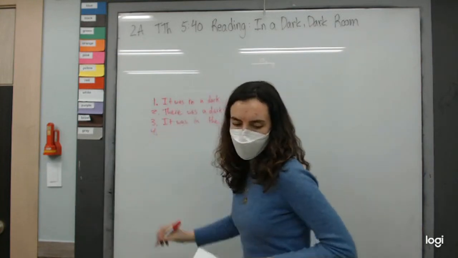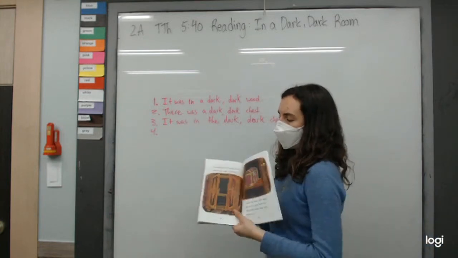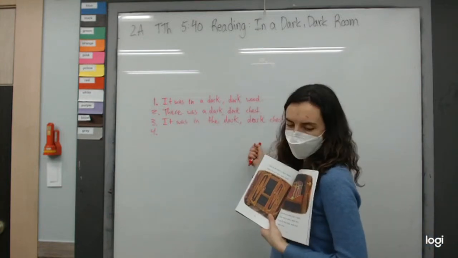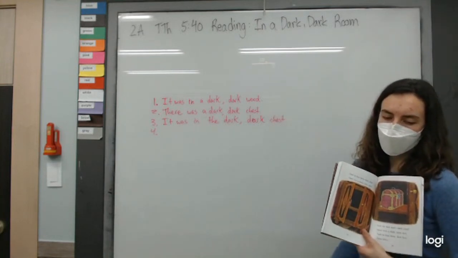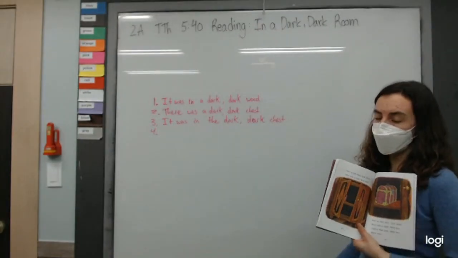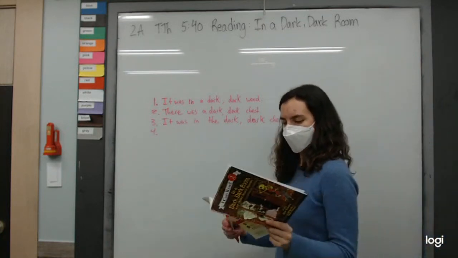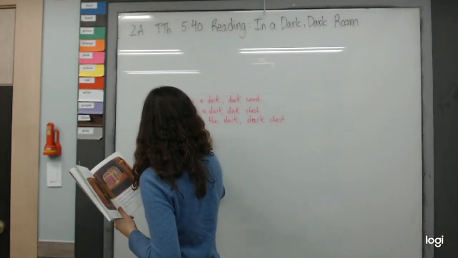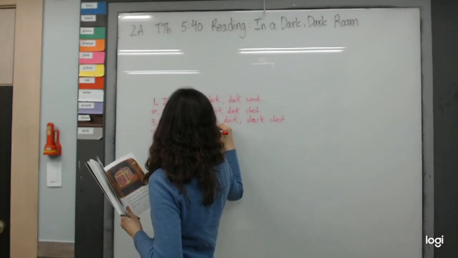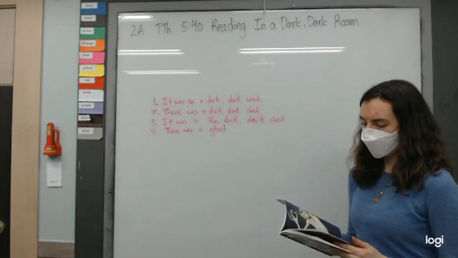Okay, and the last one, so on the dark, dark shelf, in the dark, dark chest, we have a box, a dark, dark box, not just a normal box. And what was in the dark, dark box? There was a ghost. There was a ghost in the dark, dark box.